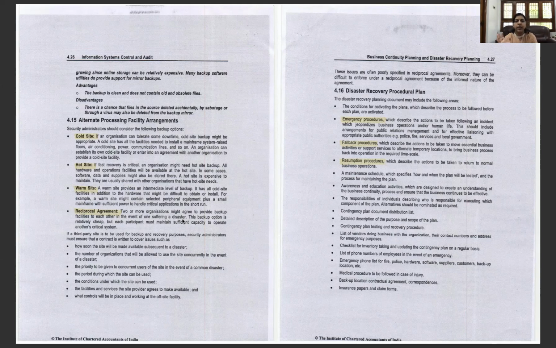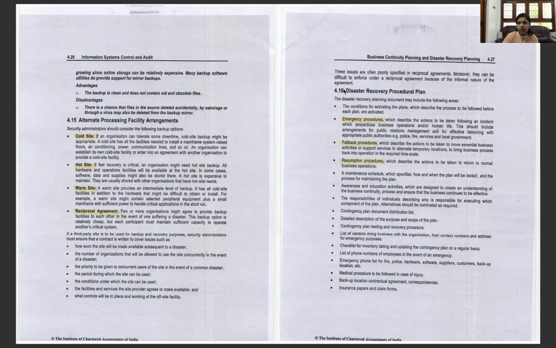So what are the alternative processing facilities? We have cold site, hot site, warm site, and reciprocal agreements. Cold site has all the facilities needed: mainframe, raised floors, telecommunication lines, and everything. Hot site has the hardware and only the operational facilities. Warm site is a combination of both the cold site and the hot site. And reciprocal agreements are where two or more organizations agree to provide backup to each other. Next, the disaster recovery procedural plan.